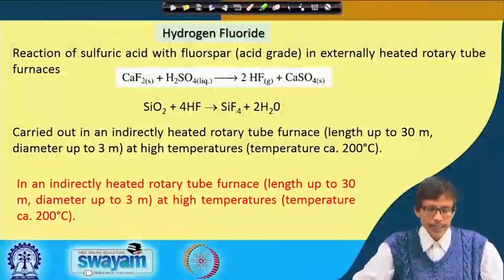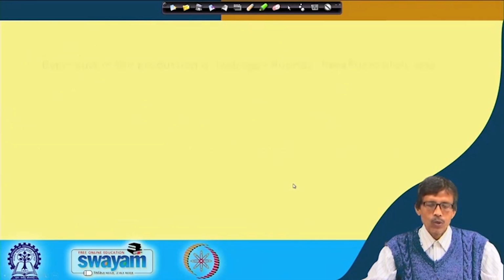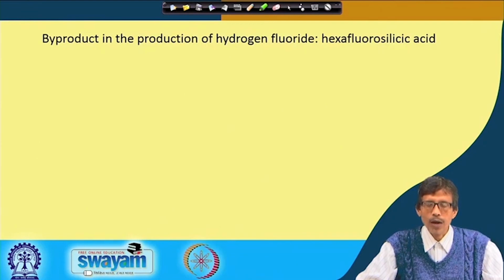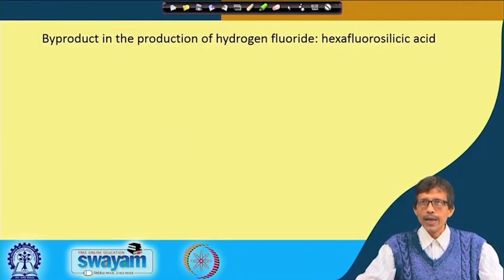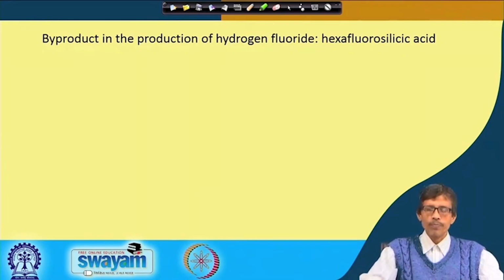So, in an indirectly heated rotary tube furnace, where we can use the same dimensions, that means 30 meters of length and 3 meters of diameter, at a high temperature of basically 200 degrees centigrade, this heating procedure gives us the corresponding production of hydrofluoric acid. And the byproduct in this production of hydrofluoric acid arises because, as I told you, you use silica or quartz for taking up your HF for its conversion to silicon tetrafluoride or H2SiF6.